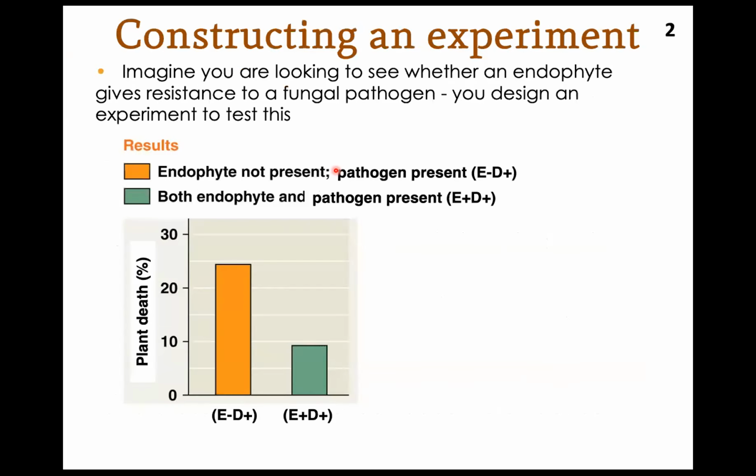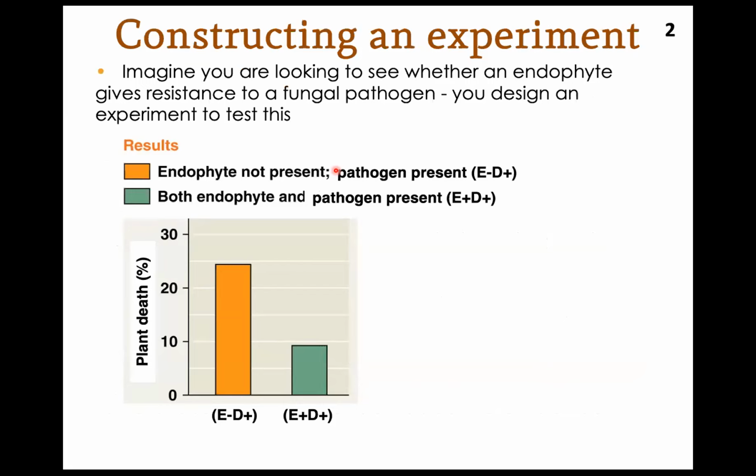And so here, imagine that you want to construct an experiment to test whether an endophyte gives resistance to a fungal pathogen or not. And so you come up with an experimental design, and the experimental design looks something like this. So you have plants where the endophyte is present and plants where the endophyte is absent, and you've exposed those plants to a pathogen that's called D.